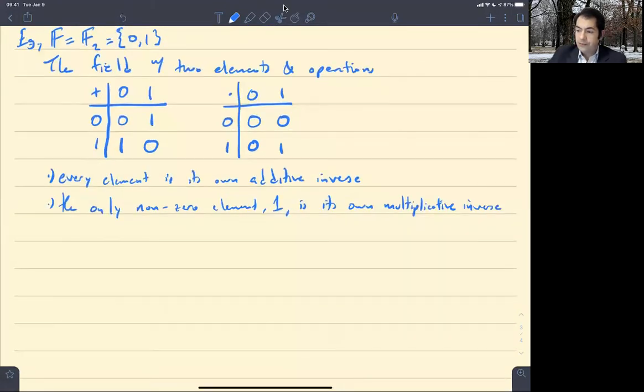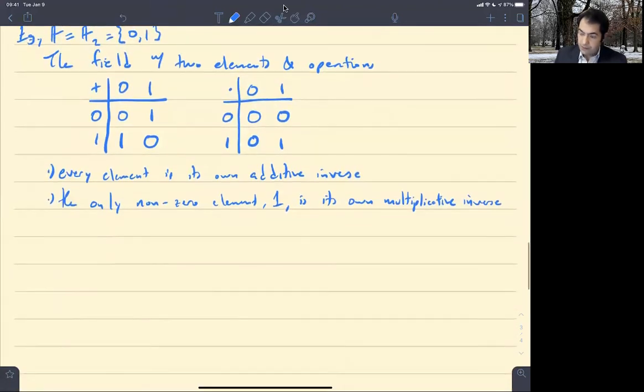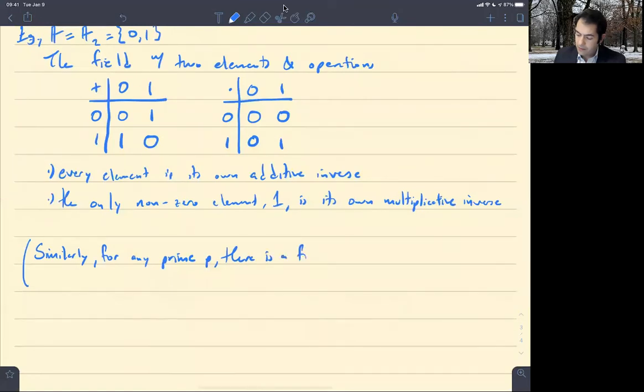Okay, so similarly, for any prime p, there is a field Fp, which has p elements, whose elements we can represent by the first p integers if you start counting from 0. So 0, 1 through p minus 1.